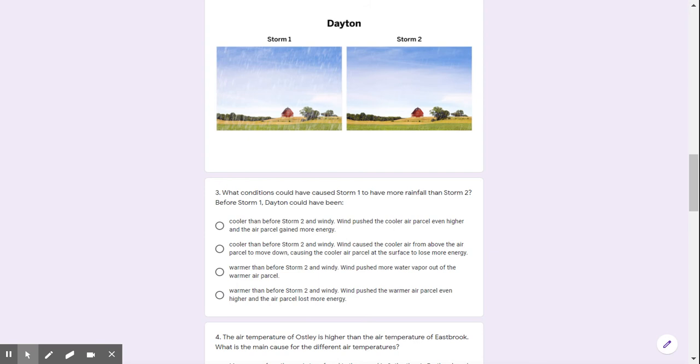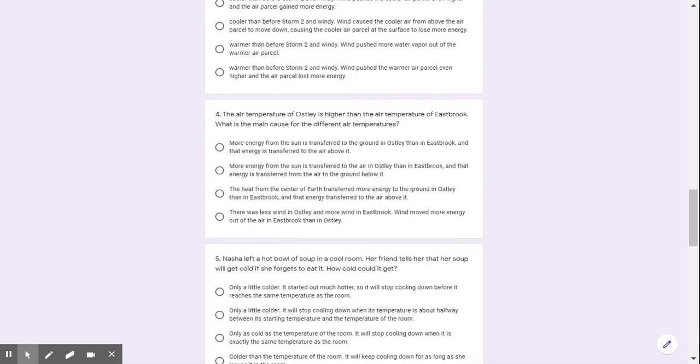Warmer than before Storm 2 and windy. Wind pushed the water vapor out of the warmer air parcel. Warmer than before Storm 2 and windy. Wind pushed the warmer air parcel even higher, and the air parcel lost more energy.